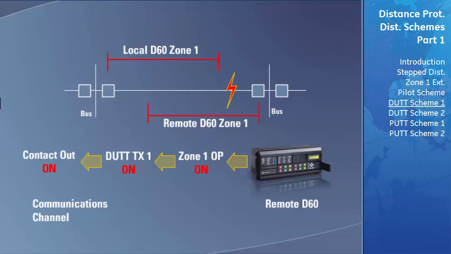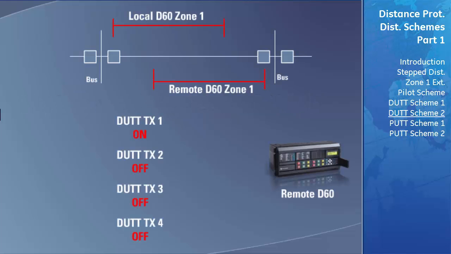The D60 output can be a contact output that would be wired to a communication device to be sent a signal via a power line carrier to the local relay. The D60 output could also be a remote output that would send the signal to the local relay through a fiber optic communications network. A third option is a direct output that would send the signal to the local relay through a direct fiber optic connection between the 2 D60s.